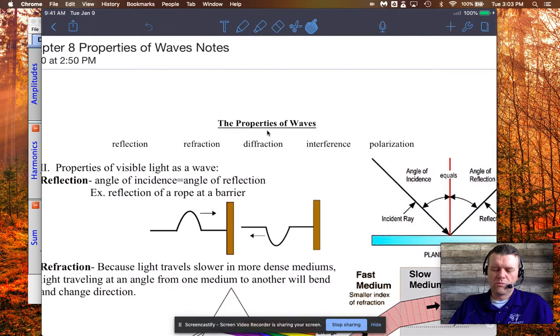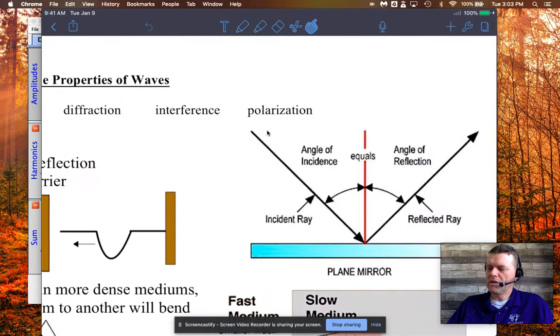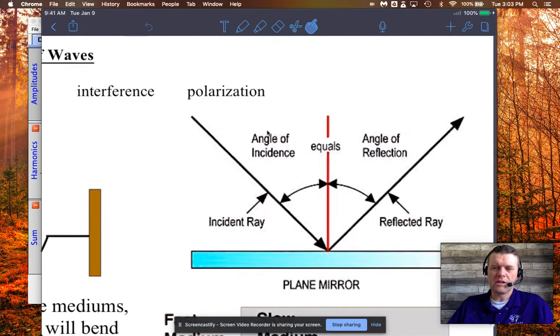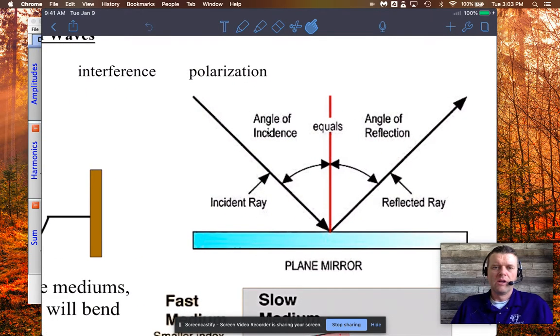Waves will reflect off of any surface or barrier, okay? And the simplest way to think of reflection is just like this picture shows here. If you shoot a hockey puck off the boards, you do a bounce pass in basketball, the angle of incidence is equal to what we call the angle of reflection.